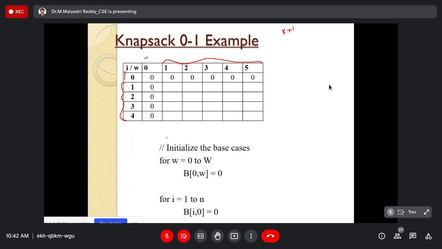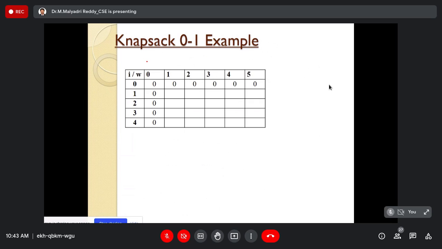Yes, sir. Initially no object is inserted into the bag. Initial bag is 0, sir, empty, right? Yes, sir. Initially no object is included. So empty bag, empty weights. Next, these are all the given conditions, sir. 4 objects are available, right?